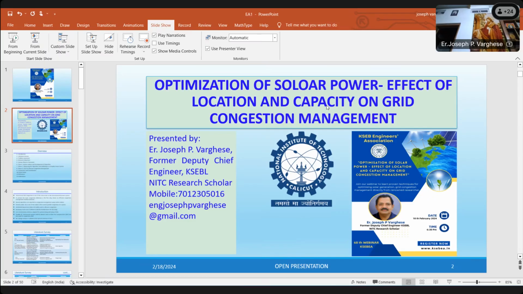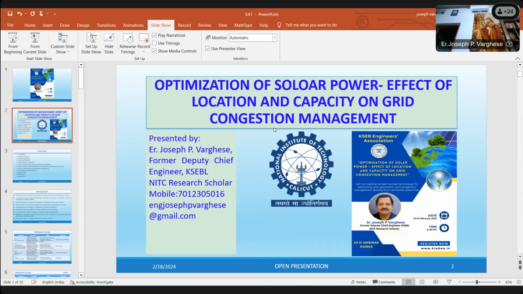We know distributed generators are generating power near the loads. And the location and capacity of distributed generation or solar power generators have some importance in the minimization of system losses. Congestion management is another terminology in this topic. Congestion, simply saying, we can say it as overloading of the system.